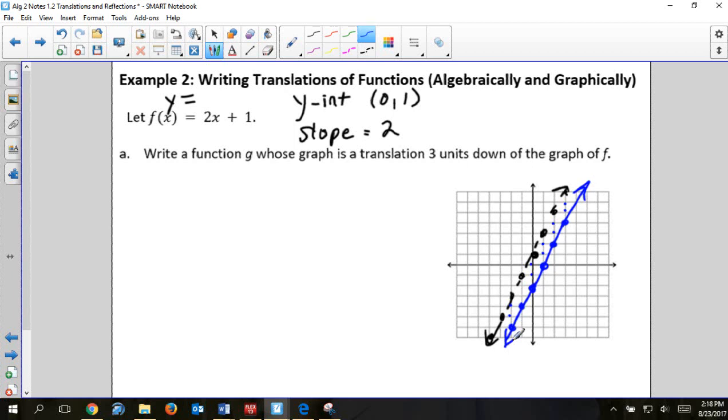We just went 3 units down. That is graphically. Are you following me graphically? 3 units down.